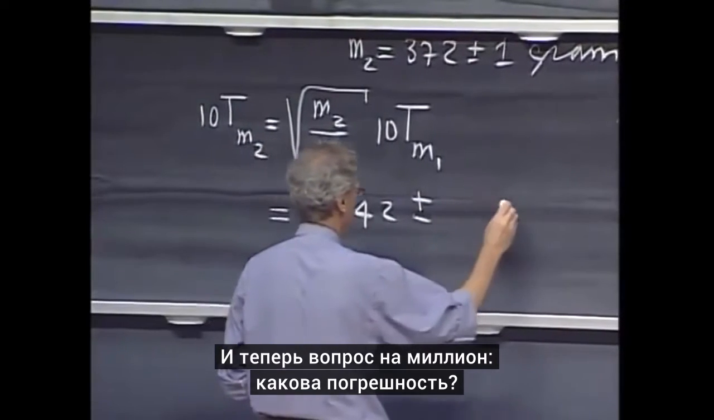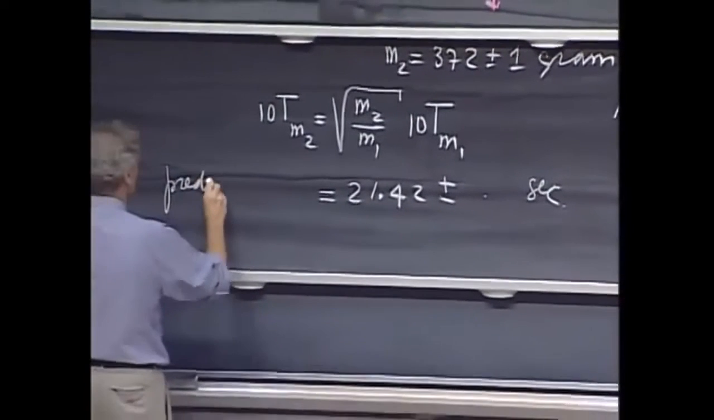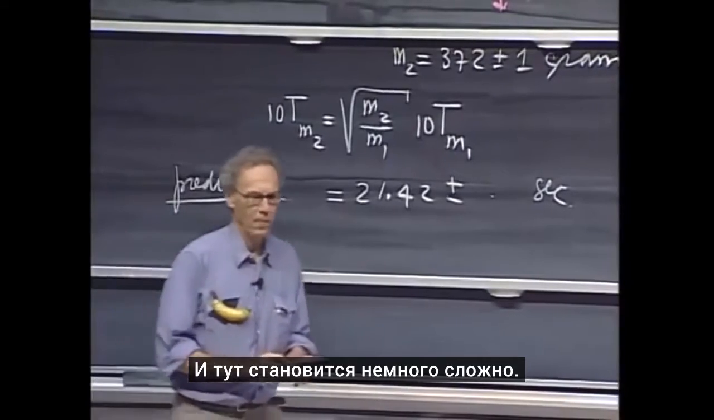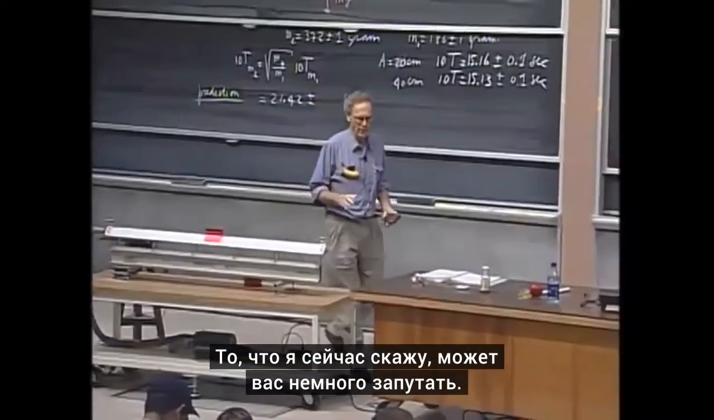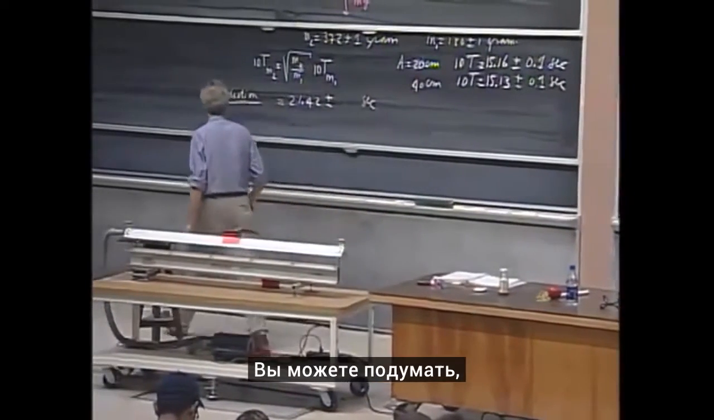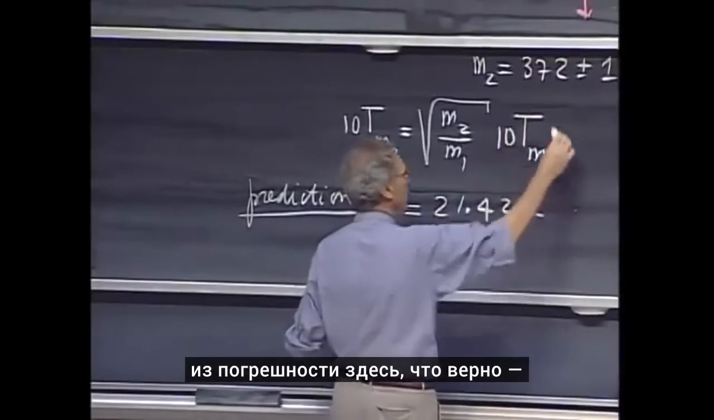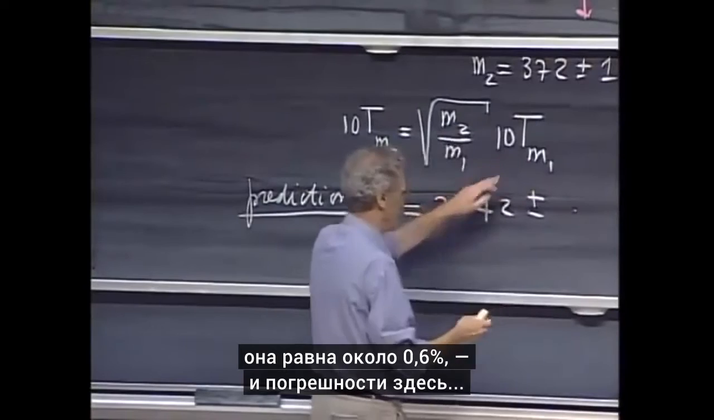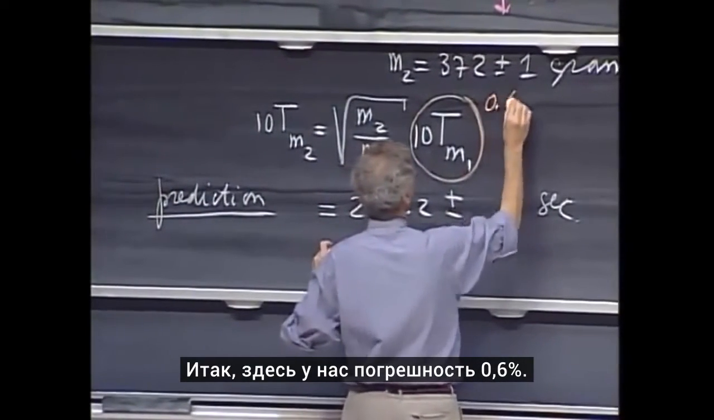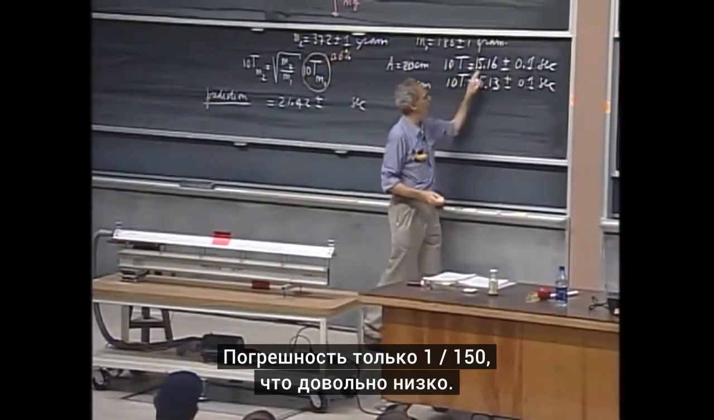And now comes the $64 question. What is the uncertainty? This is a prediction. And this now becomes a little tricky. So what I'm telling you now may confuse you a bit. It's not meant to be, but I really won't hold you responsible for it. You may now think that the uncertainty in this measurement follows from the uncertainty in this, which is true, which is about 0.6%, and from the uncertainty in this. So this has about an uncertainty of 0.6%. I got it low because I measured 10 oscillations, you see. The uncertainty is only 1 out of 150, which is low.